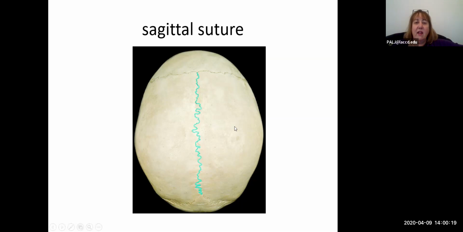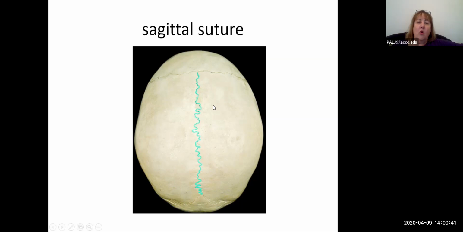So we have a right and left parietal bone, and between the two, the suture is called the sagittal suture. Now notice it's not called the mid-sagittal suture because it's kind of a wavy line. It doesn't go exactly down the midline.